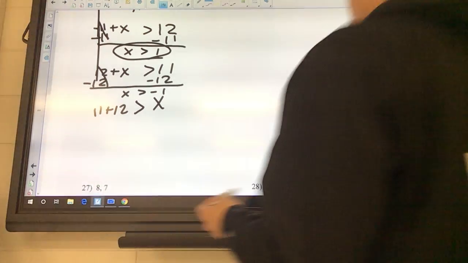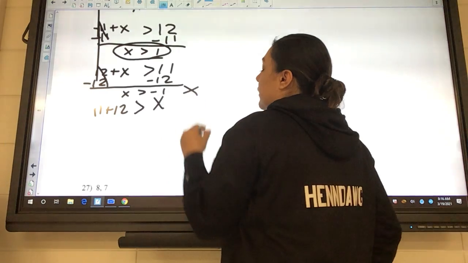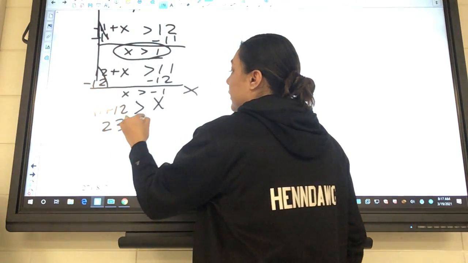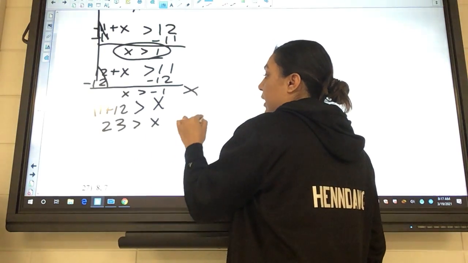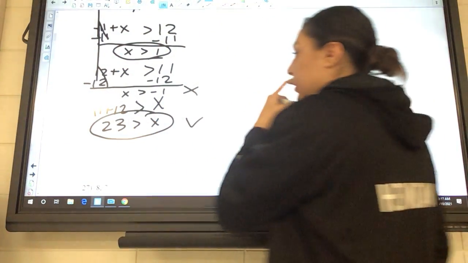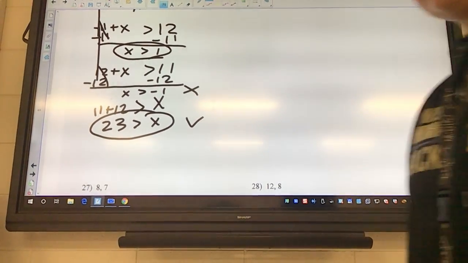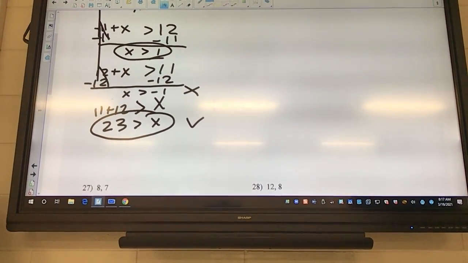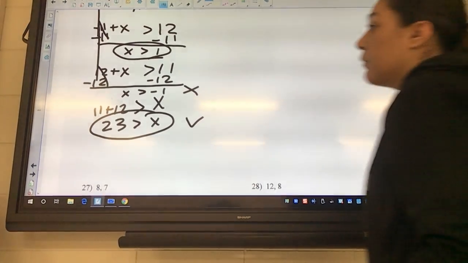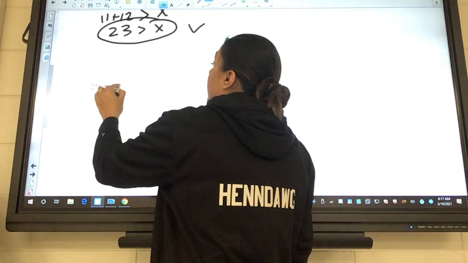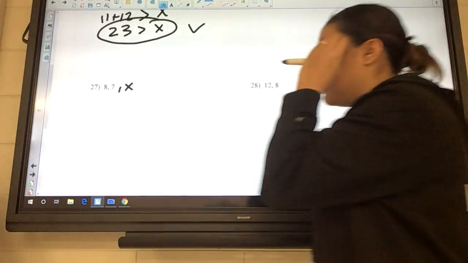So this negative 1 does not work, okay? That one does not work, so that's not one of our possibilities. This one is going to be 23 is greater than x. Okay, well, yes, that one does work. And so those would be your two answers as far as answer choices go, okay? And then this last one is going to say comma x.